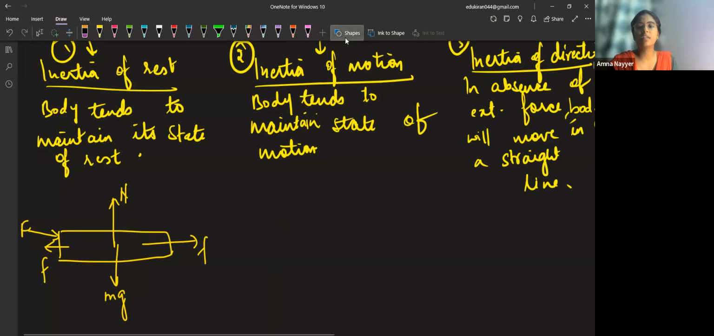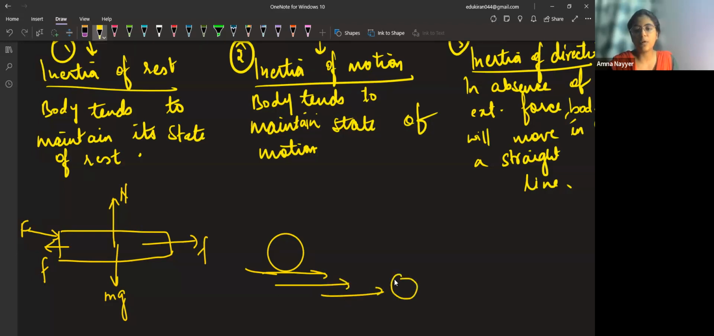If you have a ball rolling, what will happen? This will keep on moving, and it will stop automatically when the friction force comes. That is inertia of motion. The body tends to maintain its state of motion.